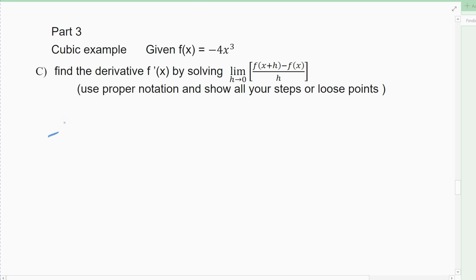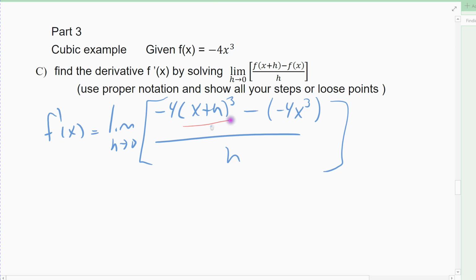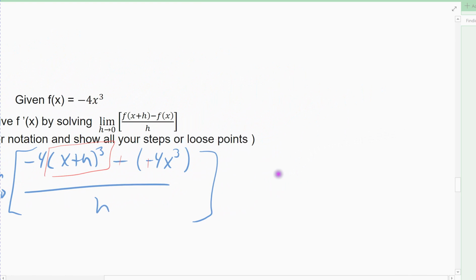So f prime of x is equal to the limit as h approaches 0 of negative 4 times x plus h cubed, and that's, like I said, one of the hard parts, minus negative 4x cubed, the function, all over h. So cubing this out, and then I'm also going to simplify that to positive. I'm going to do my cube work over here on the side.